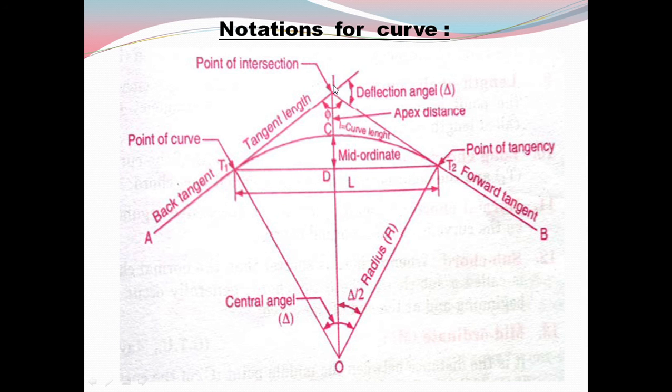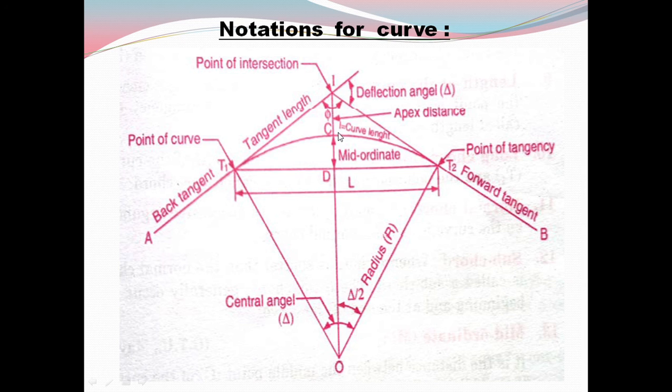Next, CI, the distance between CI, while joining I to O, we will get one straight line. So T1, T2 is called long chord. It is denoted by L. And while joining T1, T2, we will get one curve, that is called curve length. Total length of the T1, T2 is called curve length. It is denoted by small l. So we will get I, C is the midpoint of the curve, D is the midpoint of the long chord, and O is the central point.